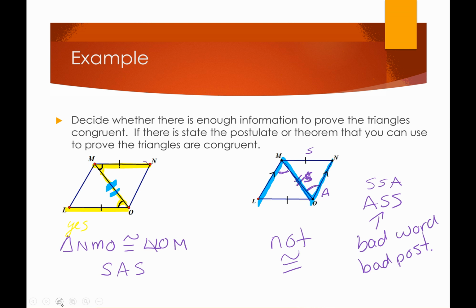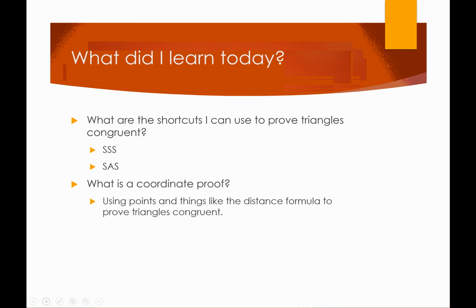Okay, so today we have looked at, are there shortcuts to proving triangles are congruent? Yep, there sure are. And in this case, we have the side angle side and side angle side. And a coordinate proof is using points and things like the distance formula to prove two triangles are congruent.